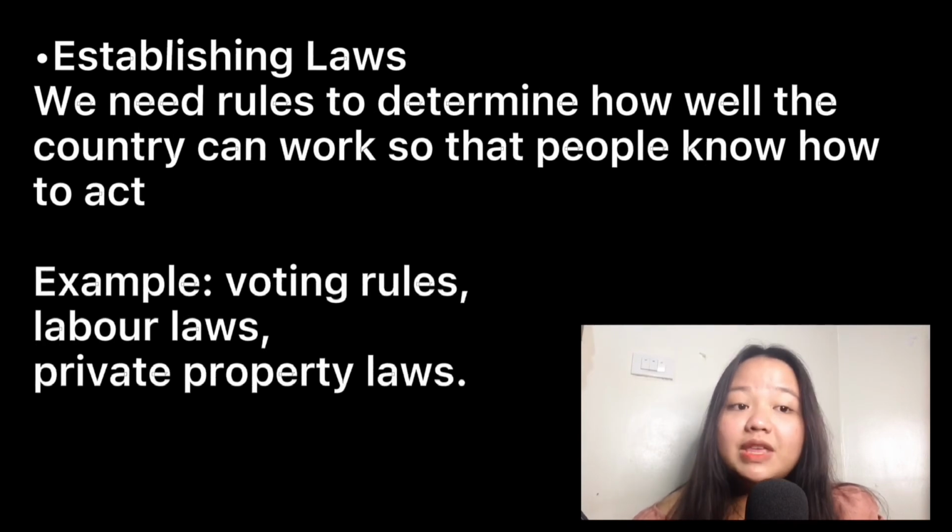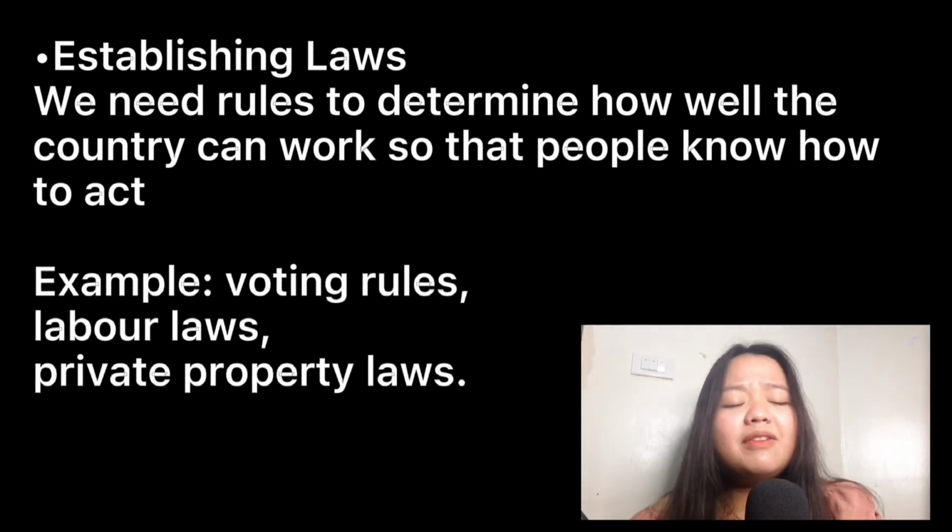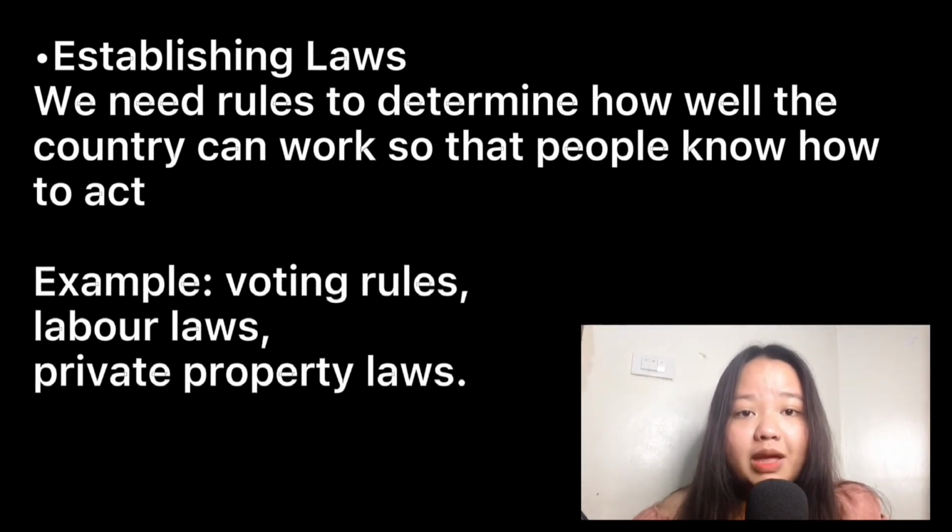The last and very important one is the establishing of laws. It is a very important function of the government because we need rules to determine how well the country can work, so that people know how to act. We don't know our limits without laws. That's why laws are very important, so that we know our limitations. Laws are boundaries for people who don't know what is right and what is wrong. Law is the way of the government to discipline their people in their country.